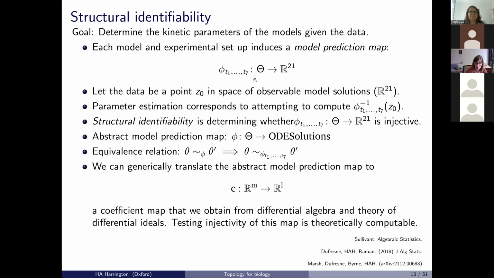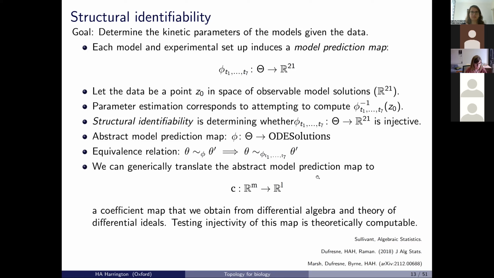And it's very difficult to know how to do this for specific time points. So we can instead look at what's called an abstract model prediction map from these ODE solutions. This is the 3D space of real analytic solutions in our 1 time variable. And we can write out this equivalence relation, which is that two parameters being equivalent under our abstract model prediction map implies that the two models are equivalent under our model prediction map.